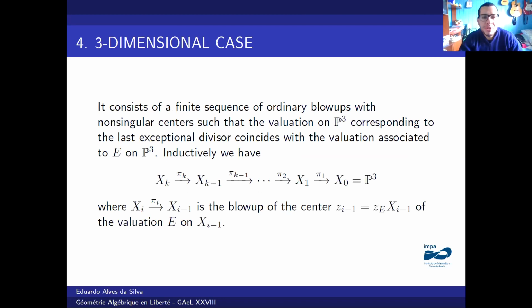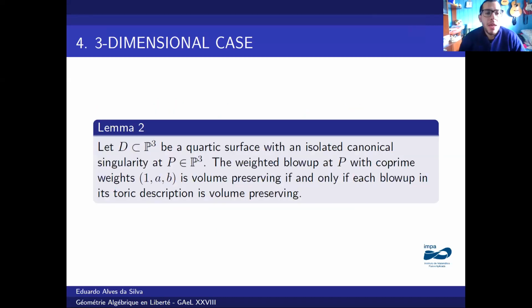And this toric description consists of a finite sequence of ordinary blowups with non-singular centers, such that the valuation on P3 corresponding to the last exceptional divisor of the sequence coincides with the valuation associated to E on P3. So inductively, we have this finite sequence where pi_i is the blowup of the center Z_{i-1} equal to the center of the valuation E on X_{i-1}. And using this toric description, the idea for my PhD work is to find out which coprime weights will be volume preserving.